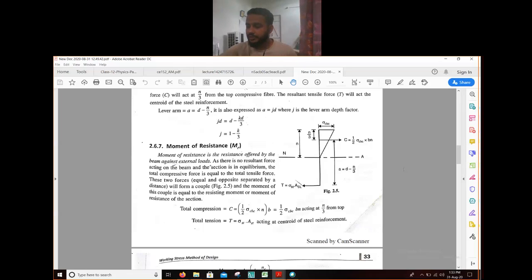How to find out bending moment? Have you forgotten everything, or have you studied something in the last semester? Bending moment. What is the formula to find out bending moment?